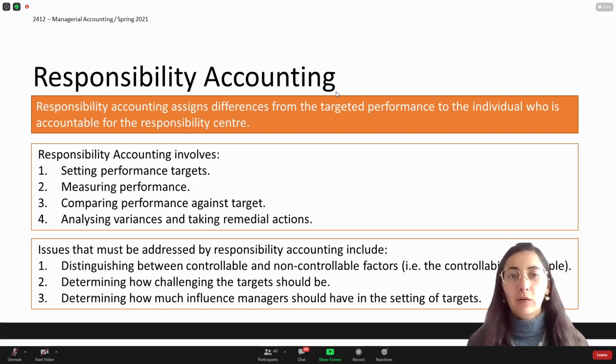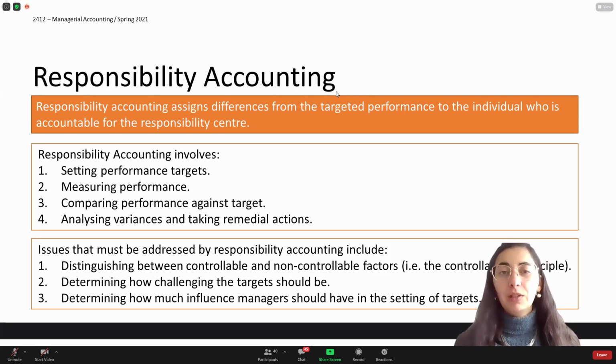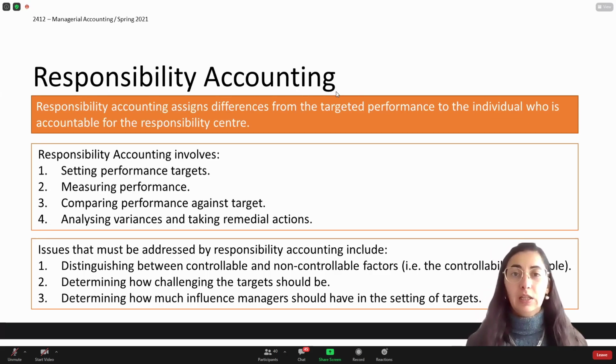So responsibility accounting involves the setting of performance targets. Let's, for instance, think about stores like Zara that sell clothes, and they have these targeted sales and target costs. So they have these performance targets, and they will do their best to achieve the sales targets. It also involves measuring of performance. Okay, we set performance targets, and obviously we have to measure. If we have a sales target of 100,000, we will then have to be measuring the sales revenues every month, so that we can know if we achieve the target or not.